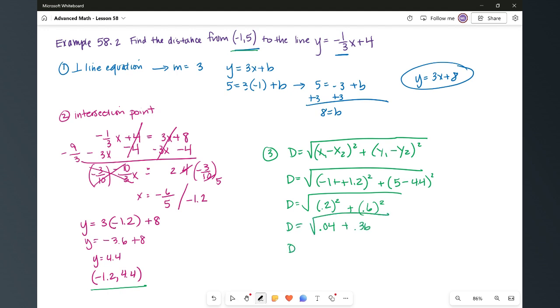So we're going to have the square root of 0.40. Put that in your calculator, and you should get the distance equals 0.63. There you go. All right, hopefully that's not too bad. I feel like it's all math we've done before, so hopefully that is not too hard and you can do it. Let's shift now to the second half of the lesson.